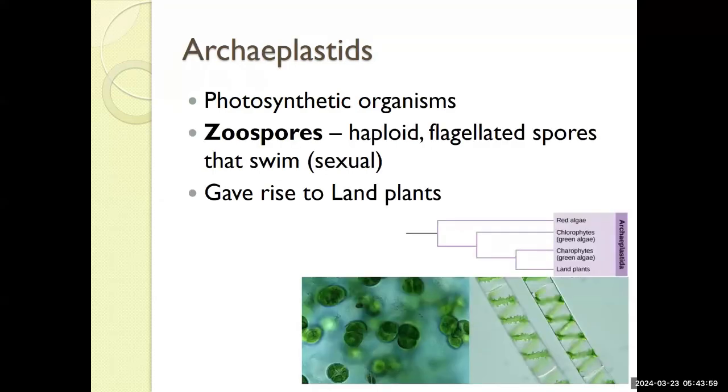We begin with the archaeplastids. Their key feature is that they are all photosynthetic. They also exhibit something known as a zoospore, which you can define as a flagellated spore. It is the precursor to sperm. Their overall significance is that they gave rise to all the land plants.